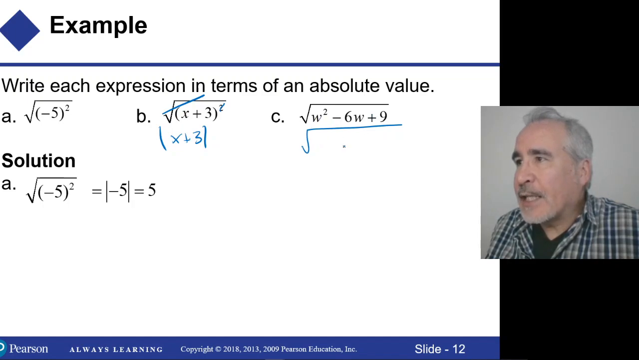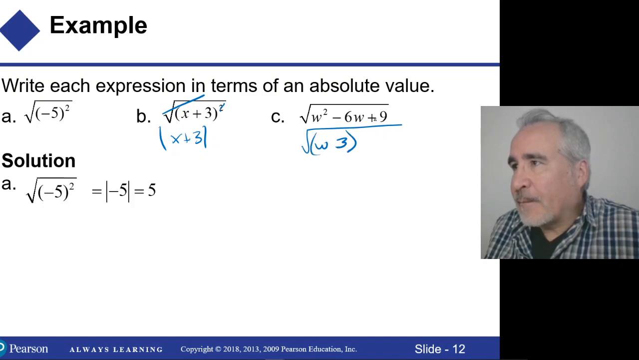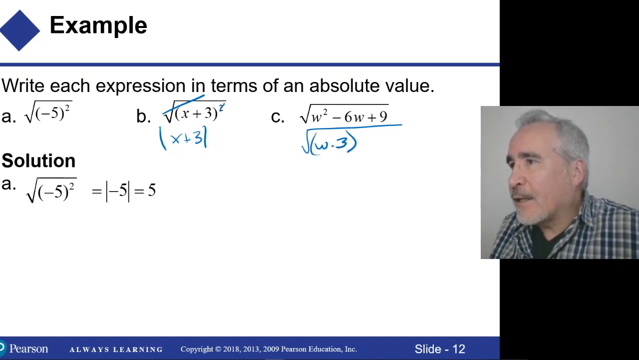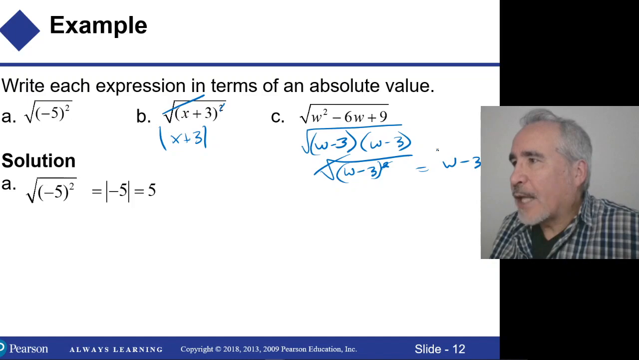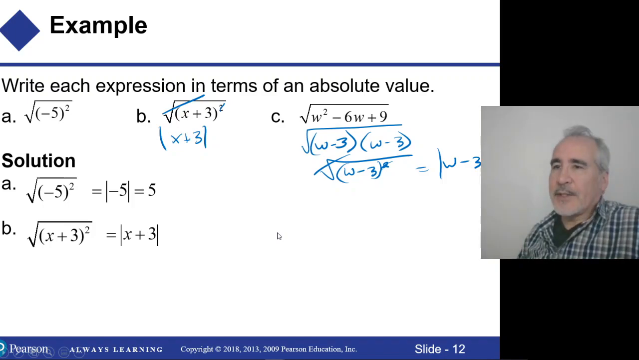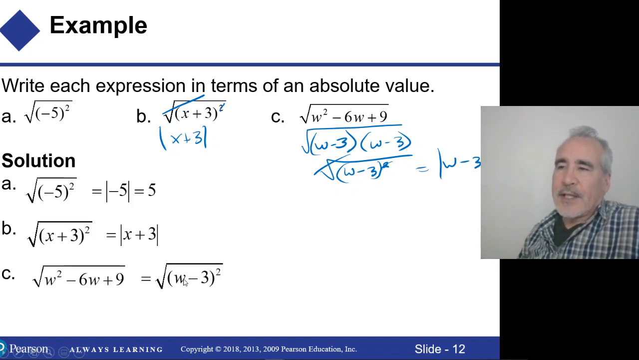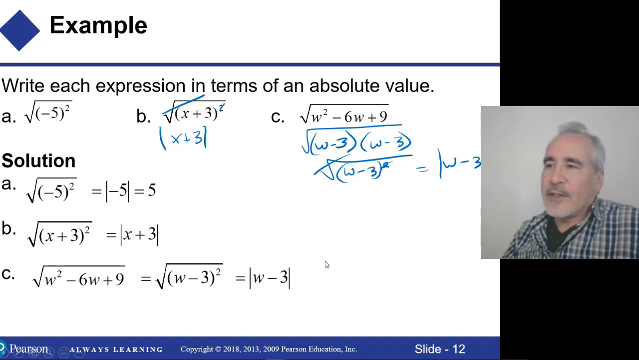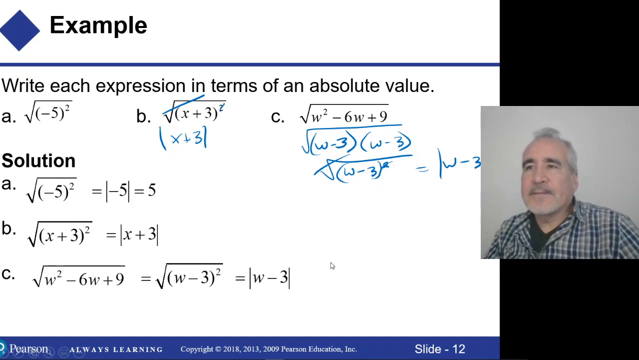So do you remember 9 times 9 is that? So that's got to be 3. So w, and we're going to add, but this tells us that they're negative. So w minus 3, which is the square root of w minus 3 squared, which again, the square root and the square cancel out, leaving us with the absolute value of w minus 3. Okay, that's all there is to it. This one, factor it first, do the canceling, and the answer is the absolute value of w minus 3.